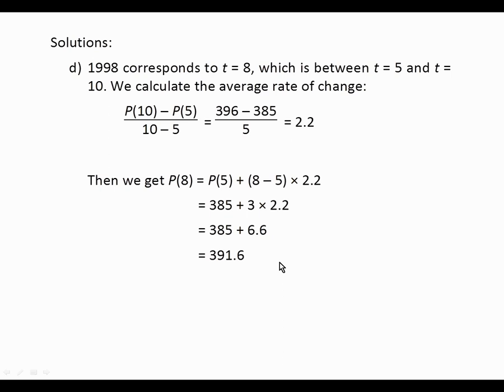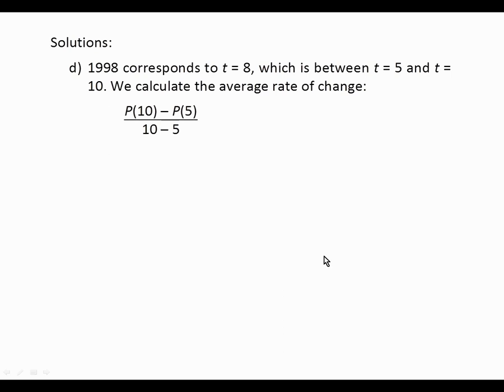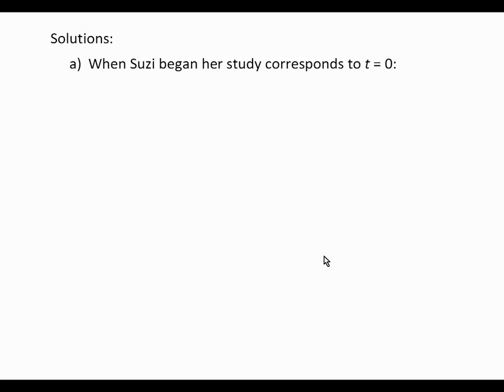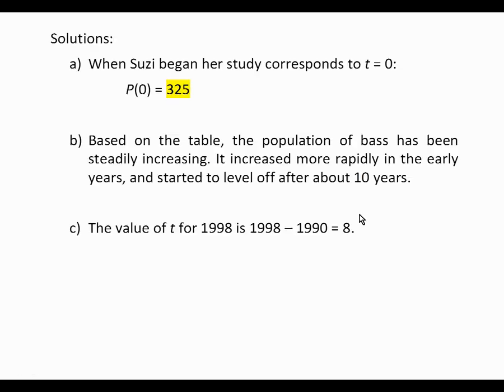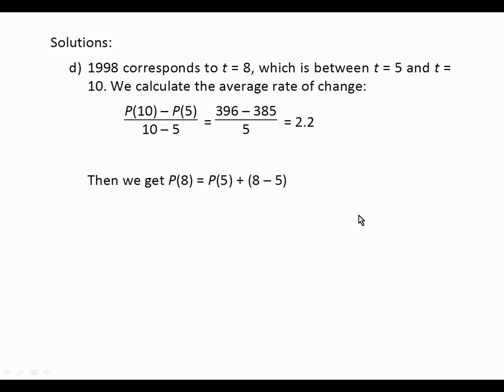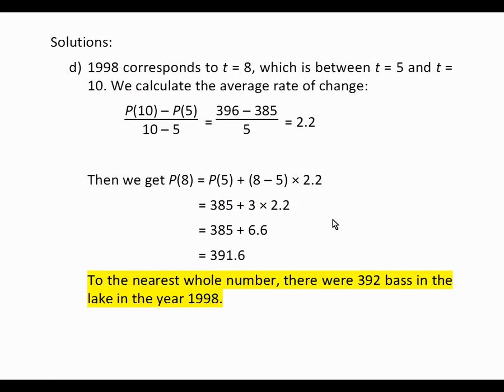So to the nearest whole, let's see, we're leaving that to the nearest tenth, weren't we? What did it say? Let me go back. Oh, nearest whole number. So to the nearest whole number, there are about 392 bass in the lake in the year 1998.